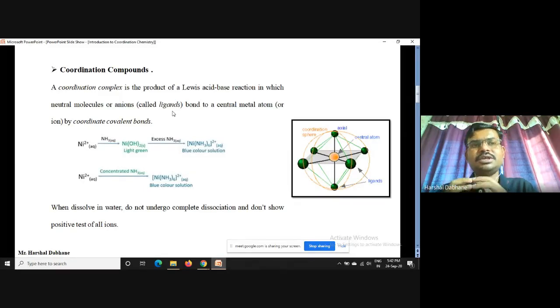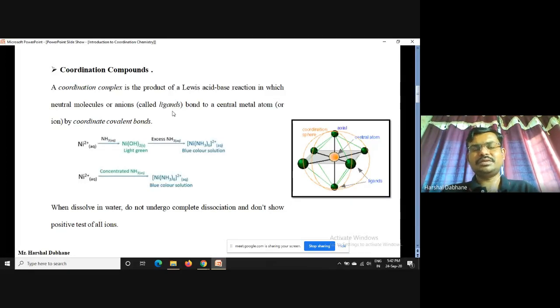So in a coordination compound, two things are most important. The first is the Lewis acid. So who is the Lewis acid? The metal acts as the Lewis acid because it has empty orbitals, and it has a tendency to accept the electron pair. That's why it acts as the Lewis acid. Another is the ligand.